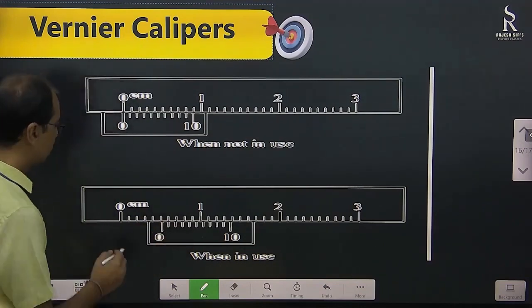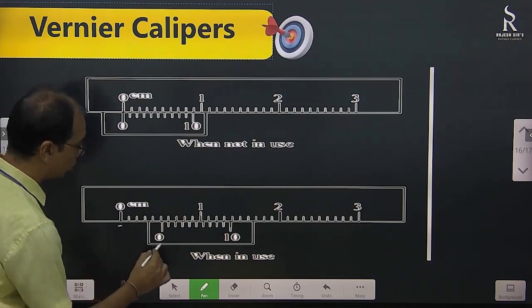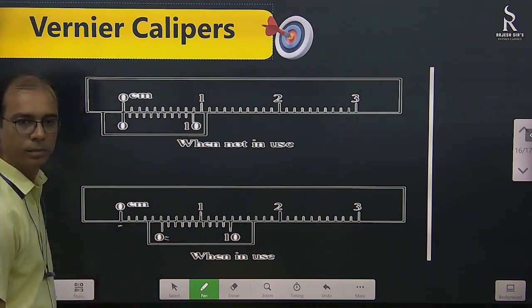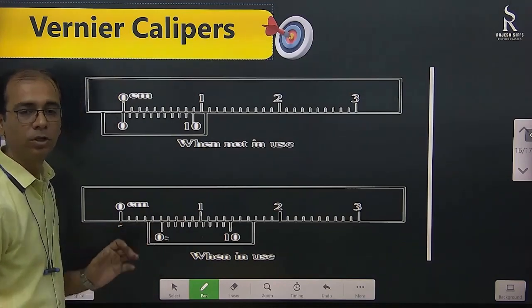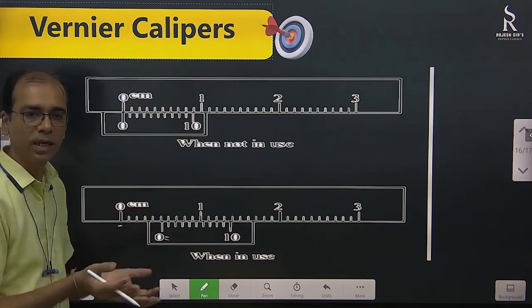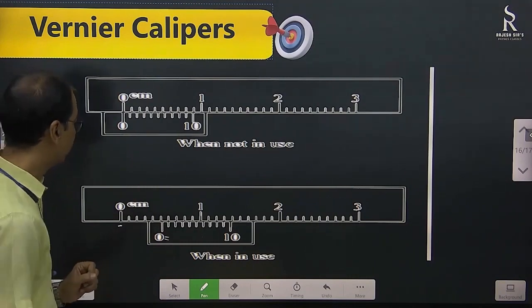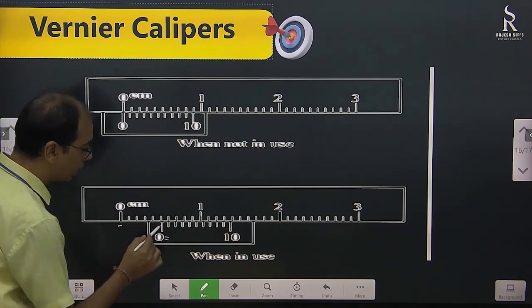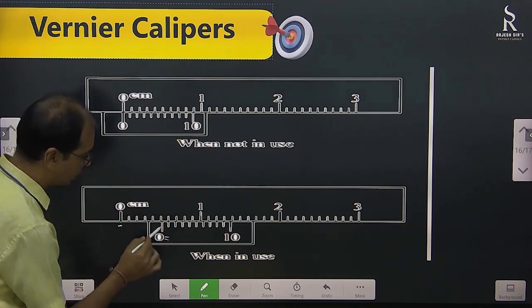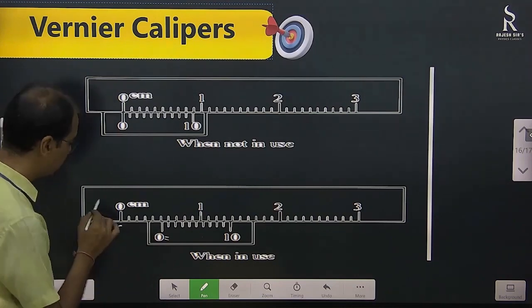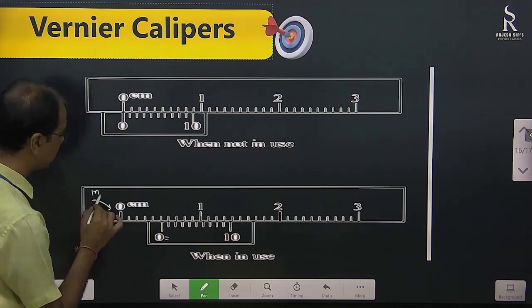You see the zero of the main scale and the zero of the Vernier scale. There is a difference because you have kept a sphere between the two jaws, right? So what is the main scale reading now? Where is the Vernier scale zero? Here is the Vernier scale zero. So what is the reading of the main scale? This is the main scale.